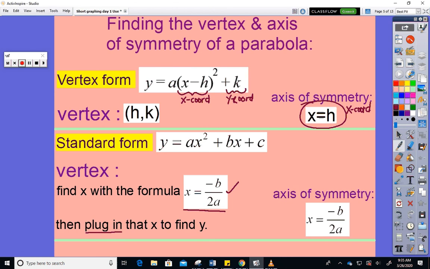And then if I say, well, what's the axis of symmetry? It's just the x coordinate again. You say x equals that x coordinate, and that gives you a vertical line. So that's where we're headed, and let's take a break and start the next video.